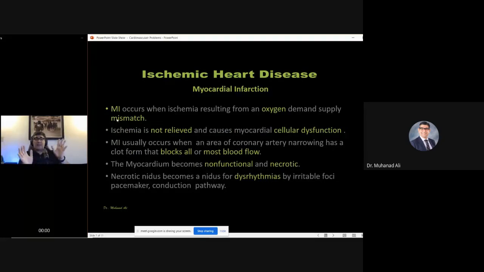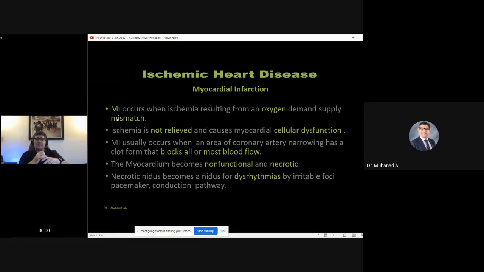Ischemic heart disease, as I told you, starts with angina pectoris, which, as we know, is narrowing of the coronary artery supplying, or actually transmitting, the oxygen to the myocardium. If this stage persists without any surgical or medical intervention, the angina pectoris will go to the next step.